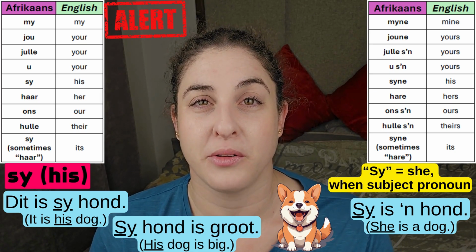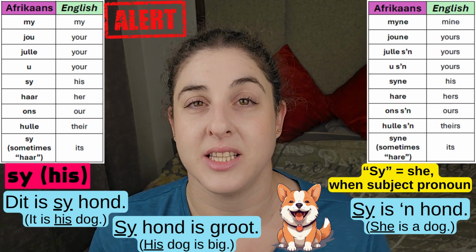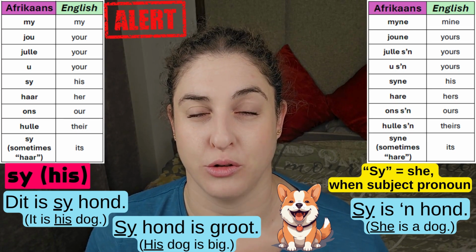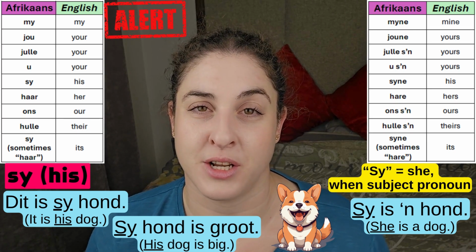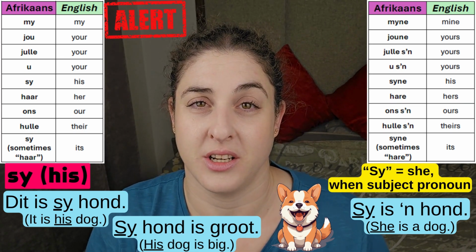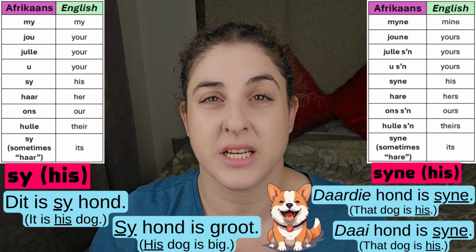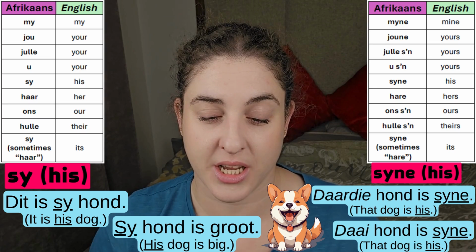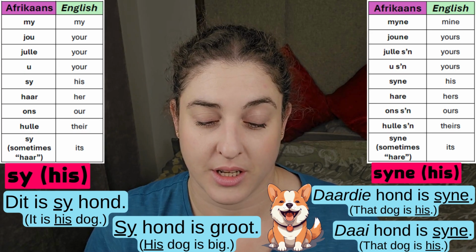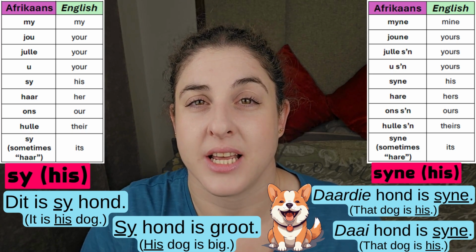So the example on the left is sy, which is his, and then it is: dit is sy hond. It is his dog. And then on the other side, as I've just said, sy is 'n hond. She is a dog. And this one does create confusion. And then we have syne on the right, which is still his, just in a different position. Daardie hond is syne. That dog is his.